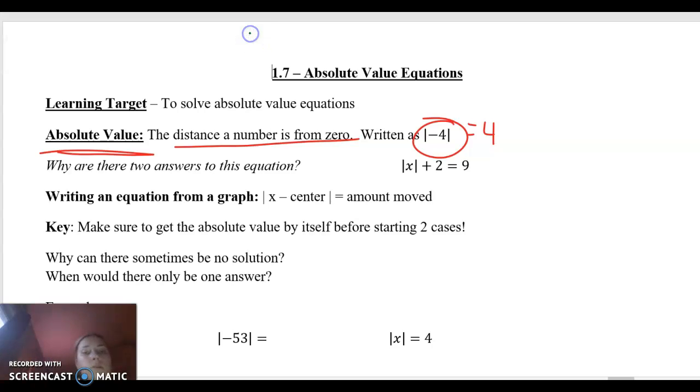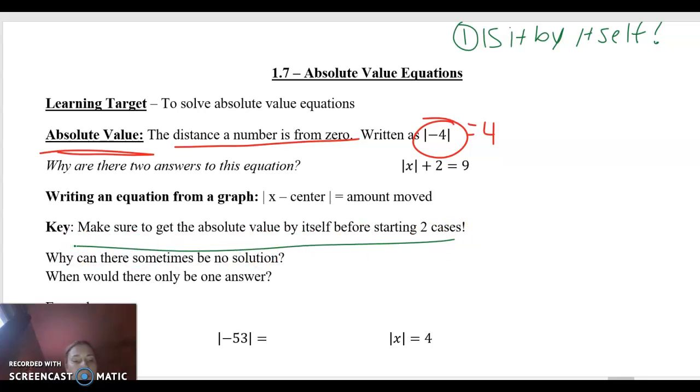Okay? So now on the right side of your paper, you should have a little bit of room. I'm going to have you write down 3 questions you want to ask yourself as you approach an absolute value problem. Number 1: is it by itself? Is something being added or subtracted to that absolute value? If so, we need to do that before getting into our 2 different cases. For example, this one here has +2 added to it. We need to subtract 2 from both sides before we can solve. Okay?